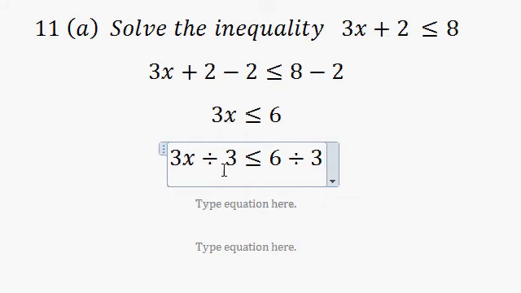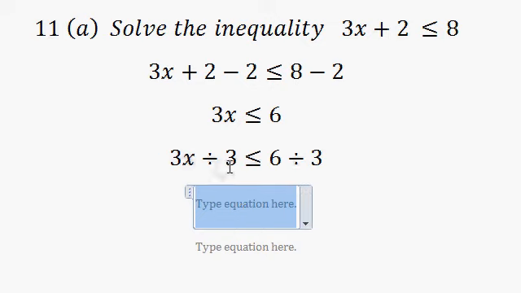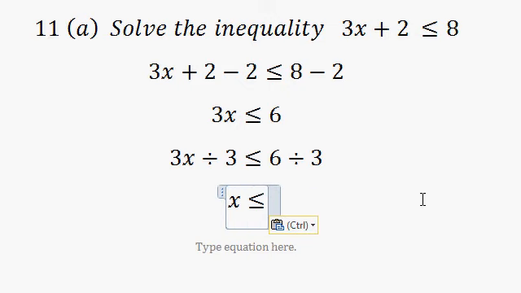3x divided by 3, well, 3 divided by 3 is 1, so we're just left with 1x, which we write as x. So the number x, the unknown number x, is less than or equal to 6 divided by 3, 2. And that's our final answer. We have x on one side and we have 2 on the other side. So we don't know exactly what number x is equal to, but we do know that x is less than or equal to 2.